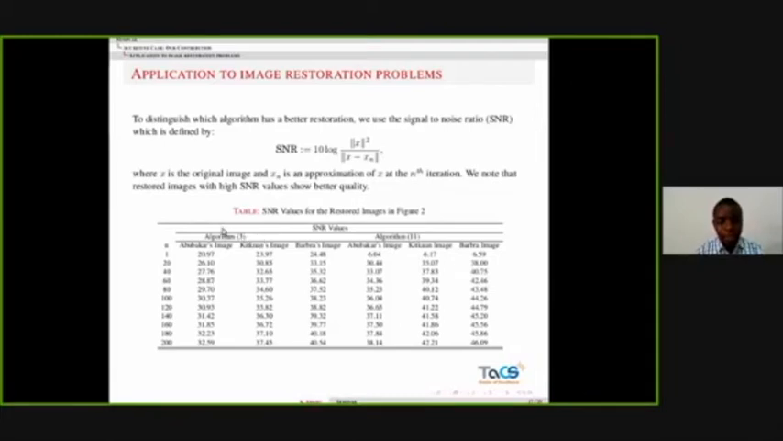So in this table, we give the SNR values for the images we restored. Observe that for Abubakar's image, after the first 200 iterations, algorithm 3 of Wang et al. has an SNR value of 32.59, while our proposed algorithm 11 for the same image has an SNR value of 38.14. You can see the difference. Also, for Kitwan's image, after the first 200 iterations, algorithm 3 of Wang et al. has an SNR value of 37.45, while our proposed algorithm 11, which is the initial version of the algorithm of Wang et al., has an SNR value of 42.21. So in general, for these images we considered, our algorithm outperforms that of Wang et al.